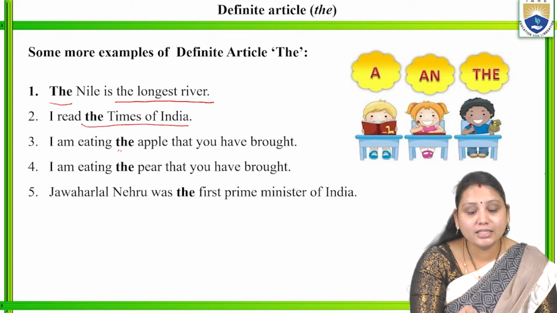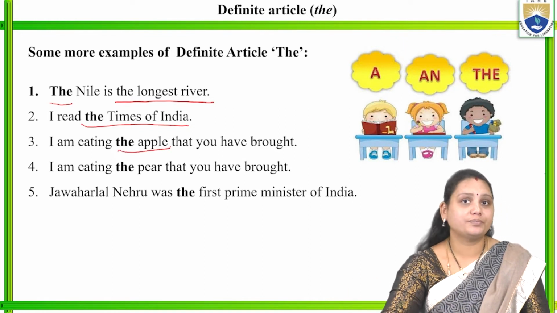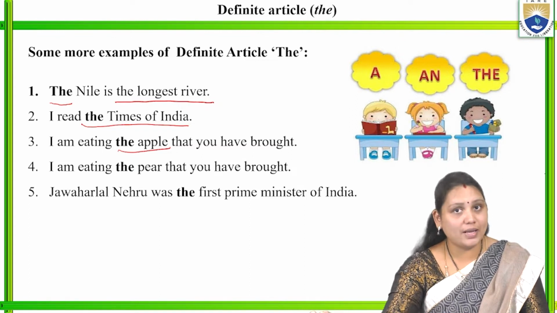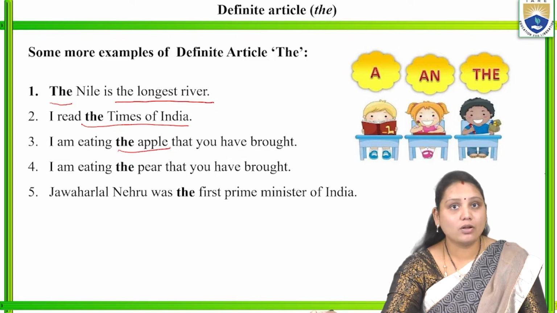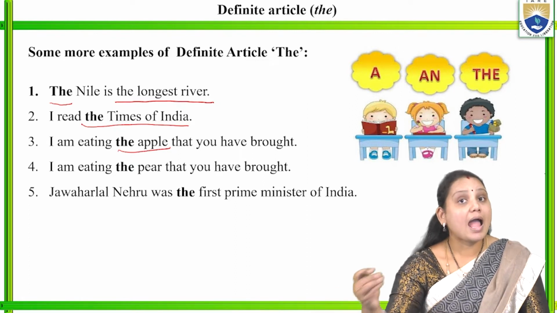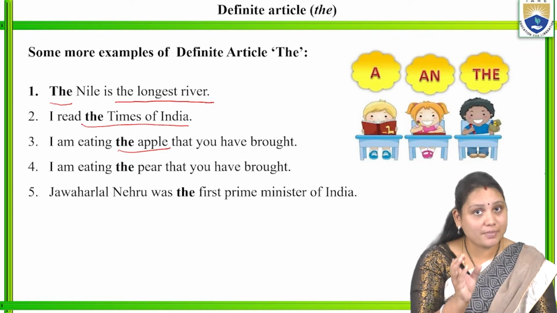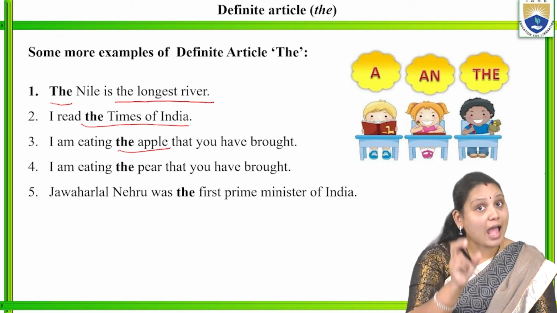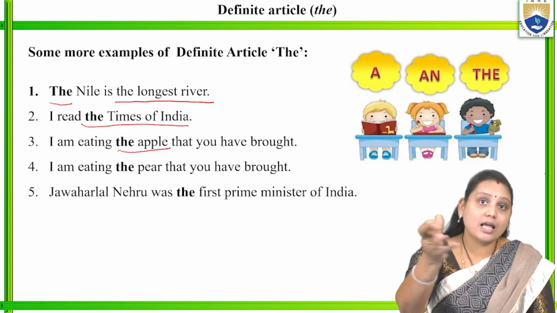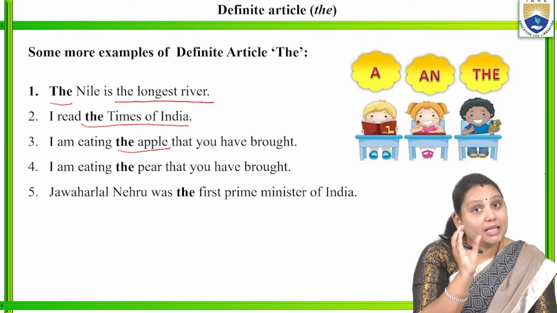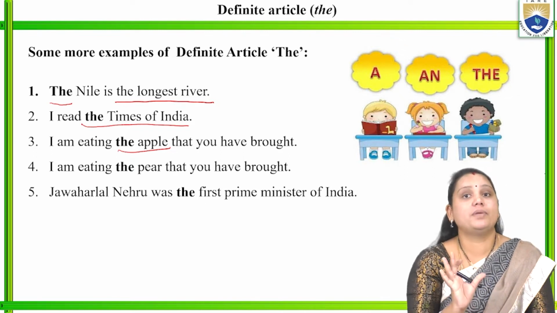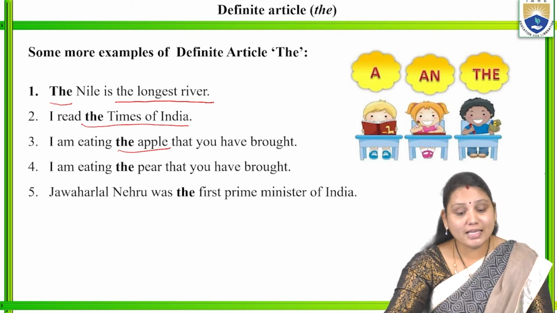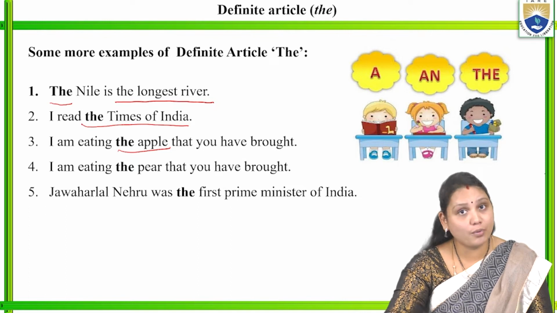Next, I am eating the apple that you have bought. Here, I am not saying I am eating an apple. We can use 'an apple' also, but we are not using it. I want to render the specific message to the other person saying that I am eating the apple which you have bought. There are many apples, but I am eating the apple which you have bought for me. That is the reason we are using 'the' here. Next, I am eating the pear that you have bought.